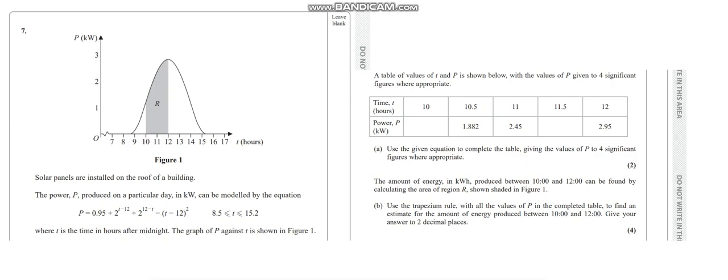A table of values of T and P is shown below, with the values of P given to four significant figures where appropriate, and the table has been given with time T in hours and the power we have to find. Use the given equation to complete the table, giving the values of P to four significant figures where appropriate. So our A part asks us to plug T into this equation.